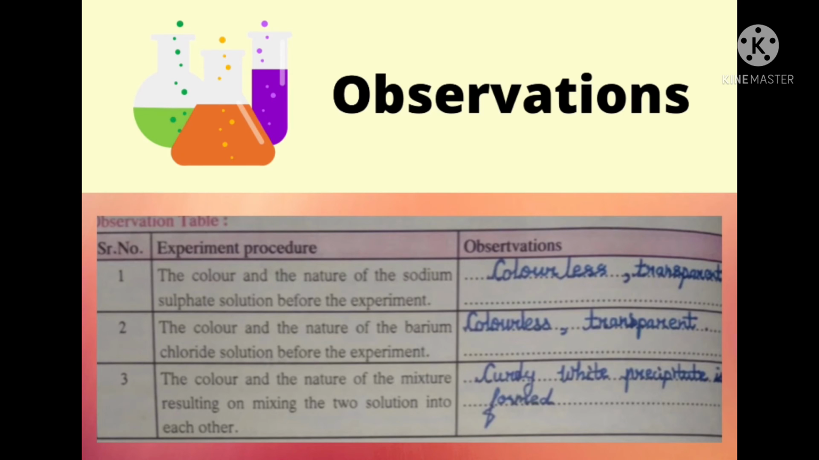Let us now look at the observation table. First, the nature and color of sodium sulphate solution. It was colorless and transparent. The color and nature of barium chloride solution was also colorless and transparent. The color and nature of the mixture resulting on mixing, you will observe that a curdy white precipitate of barium sulphate is formed at the bottom of the test tube or the beaker.